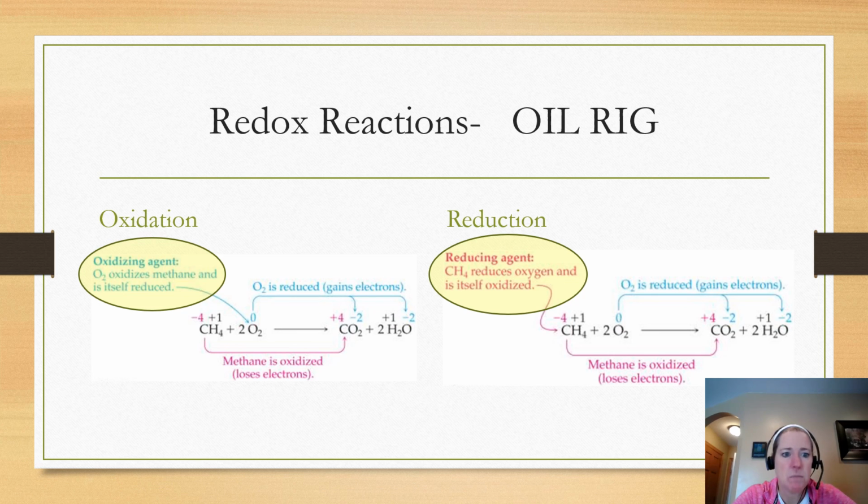Redox reactions. Some people use the analogy OIL RIG. In oxidation, methane is oxidized and it loses electrons, and oxygen is reduced and it gains the electrons. With reduction, the reducing agent is methane: methane reduces oxygen and itself is oxidized, and the O2 is reduced, gains electrons, and the methane is oxidized, it loses electrons. You just need to be able to know which one the reducing agent would be, and the one on your test is very similar to what you see here.